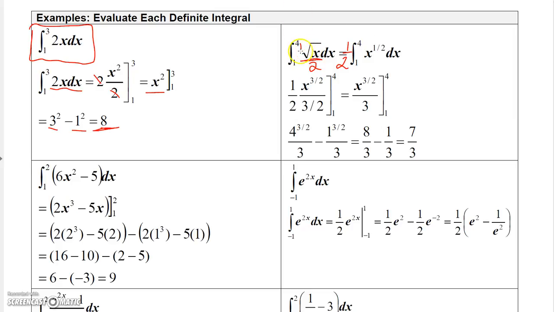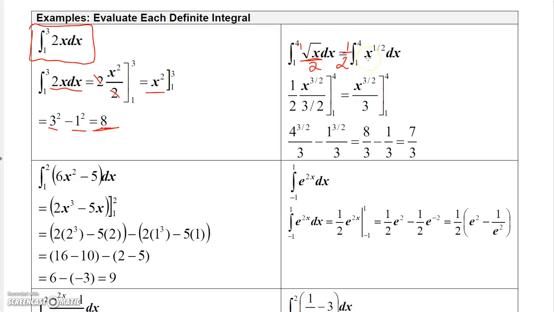What I meant to do here was integrate square root of x over 2. So let's do it again. Ignore that little mark there. So square root of x over 2, I can factor the 1/2 out, and then I can write square root of x as x to the 1/2. So I'm integrating this from 1 to 4.